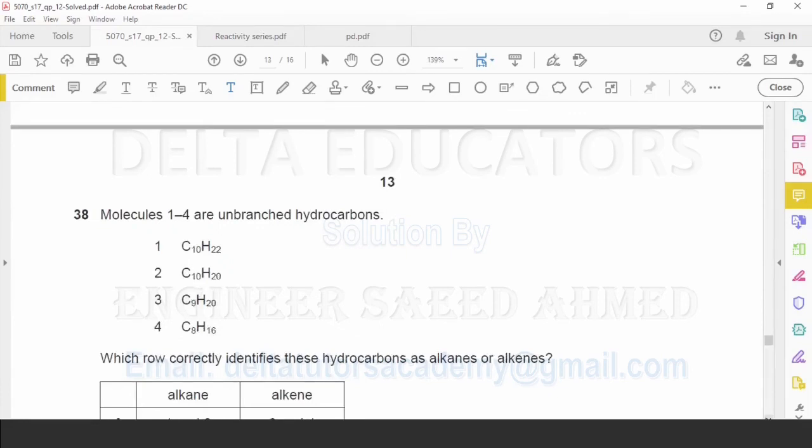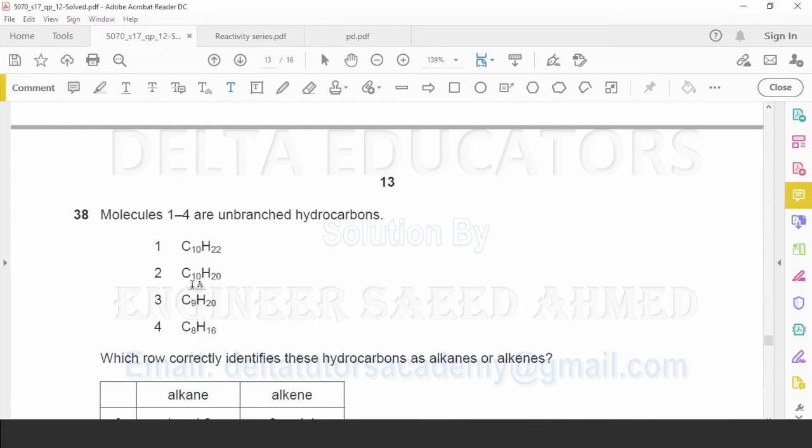Question number 38. Molecules 1 to 4 are unbranched hydrocarbons. These 4 compounds are unbranched hydrocarbons. Which row correctly identifies these hydrocarbons as alkanes and alkenes? Alkanes have general formula CnH2n+2, whereas general formula for alkenes is CnH2n. Now if we check number 1, here it is C10H22. C10H22 means it is CnH2n+2. So number 1 is an alkane. Number 2, it is C10H20. So it is CnH2n, so it is an alkene.